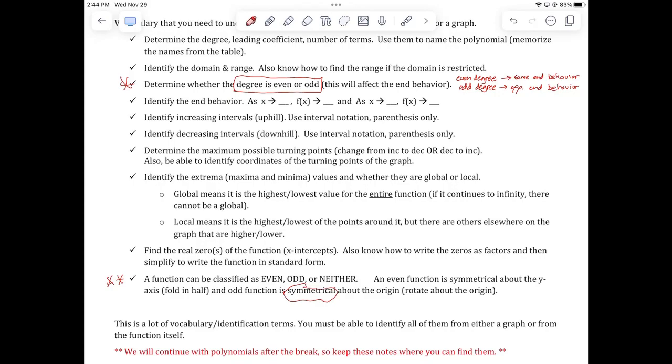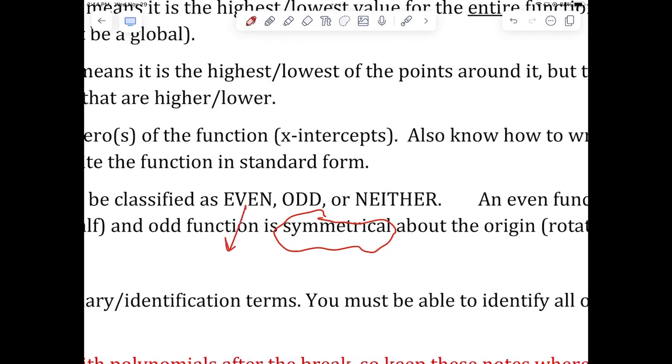An even function has y-axis symmetry. That's your folding symmetry. Can you fold the graph on the y-axis and have it coincide with itself? You know what your most famous even function is? X squared. X squared is an even function, and it's an even degree function. It's even because it has y-axis symmetry. If you fold x squared on the y-axis, the graph lines up with itself, okay? That has y-axis symmetry, so it's an even function.